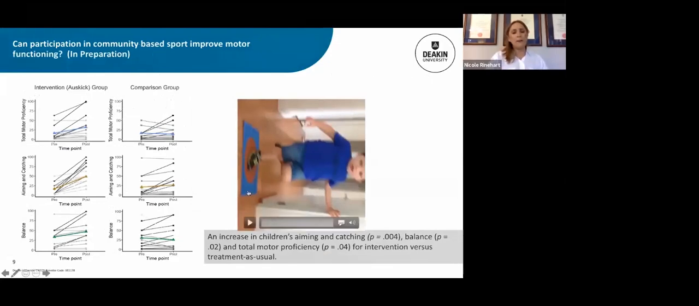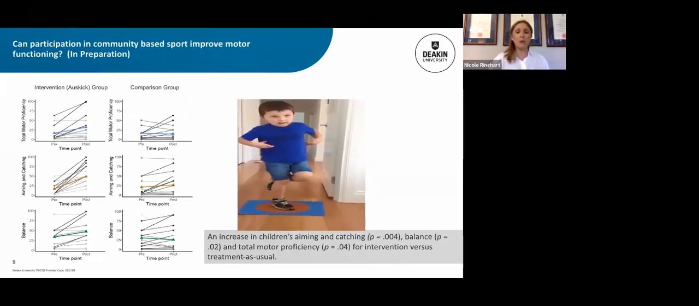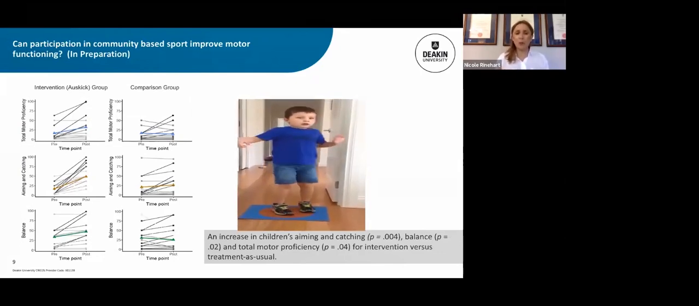We looked further to look at motor skill development in these children. And again, here we had, as well as parent report and child report, direct neuropsychological measures and neurological measures. Here's an example of a young boy who is balancing. We looked at balance before and after the season, and we found that indeed young people improved in their balance skills, improved in their aiming and catching, and in their total motor proficiency for the kids who participated versus the kids who didn't.